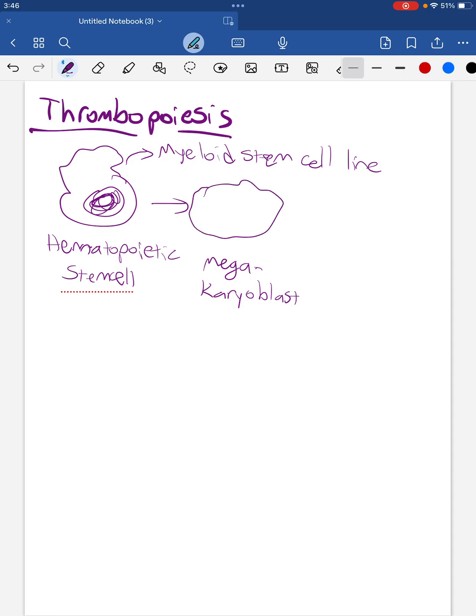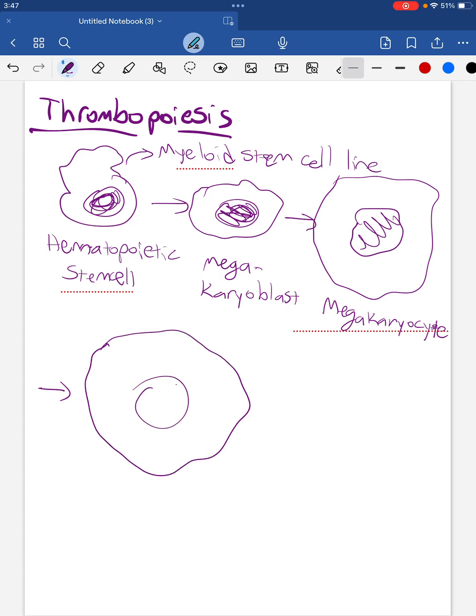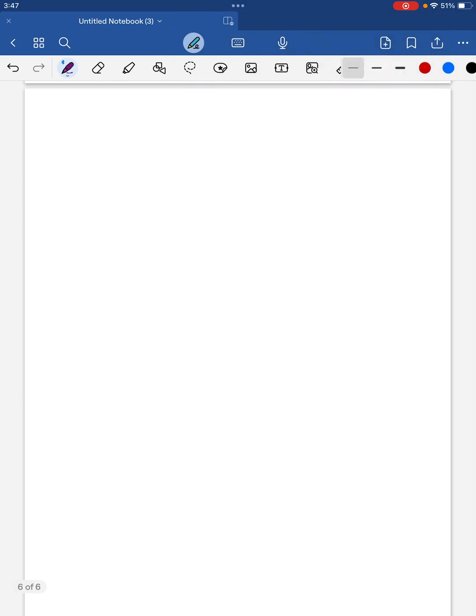This is a very large cell with a nucleus. That's going to become a megakaryocyte, which is an even larger cell. It's going to have its large nucleus, and it's going to grow even larger. There's our nucleus there, and pieces of it start to break off. They break off into these small little platelets. That's it for thrombopoiesis. Pretty straightforward and simple.